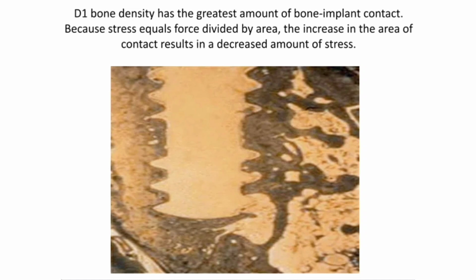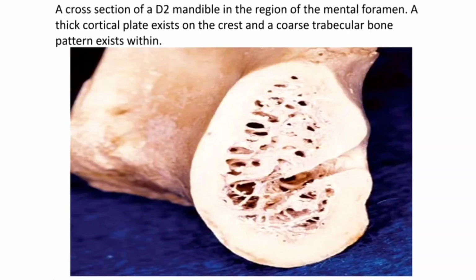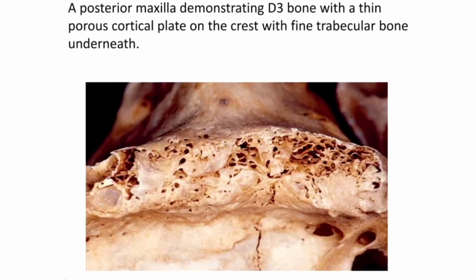D1 bone density has the greatest amount of bone implant contact. Because stress equals force divided by area, the increase in the area of contact results in a decreased amount of stress. A cross-section of a D2 mandible in the region of the mental foramen. A thick cortical plate exists on the crest and a coarse trabecular bone pattern exists within.